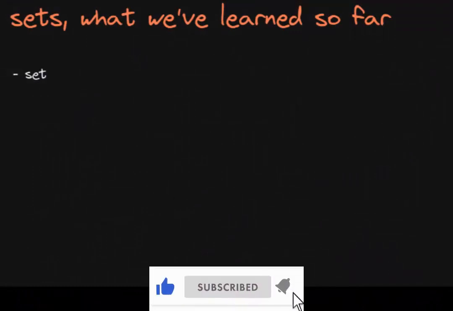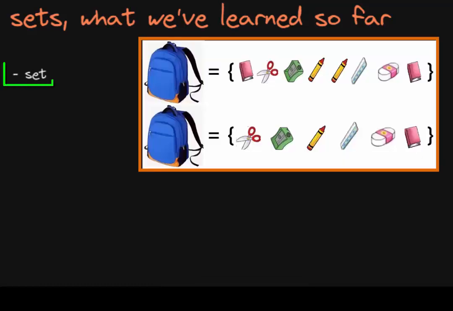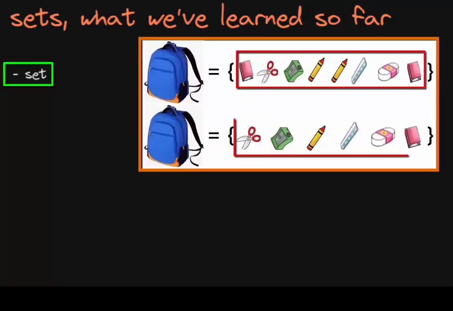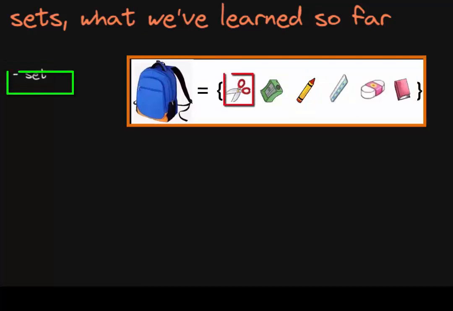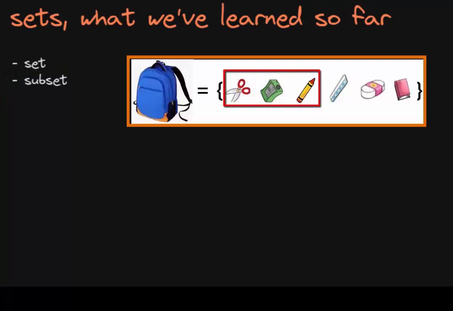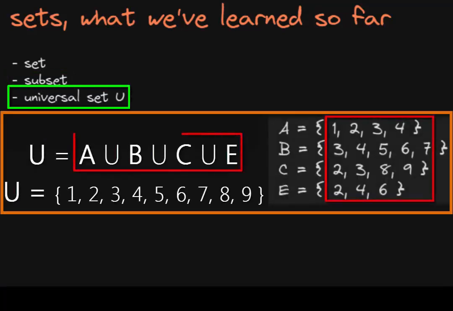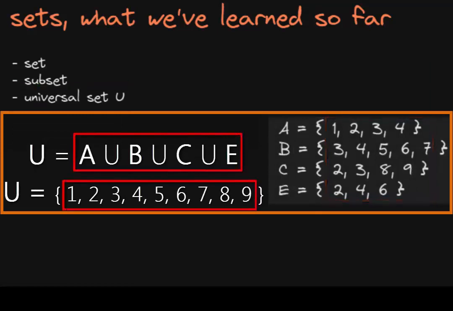Hi everyone! Before we jump into the test, let's summarize what we have learned so far. What is a set? It is a collection of objects that doesn't allow duplicates. What is a subset? Following the same rules, a set can be divided into smaller groups of sets. The universal set is the union of all sets in context.